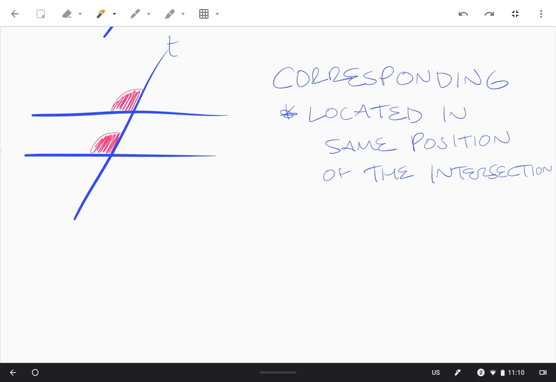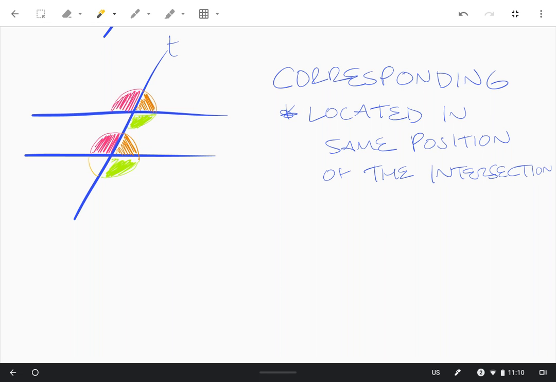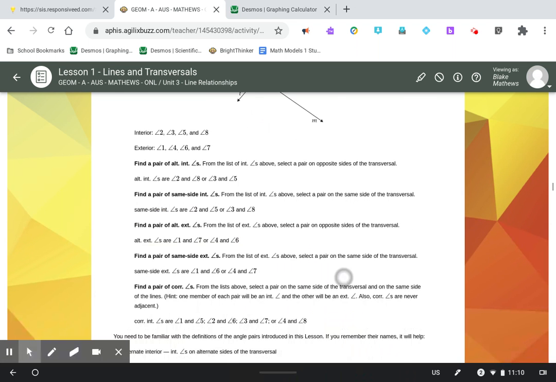So corresponding angles look like this. So there are 4 pairs. There's the pink pair that I've already drawn. There's this orange pair here, where you can see they are in the same position. We have a pair here. Those would be corresponding angles. And then lastly, we have a pair here. So you can see those 2 sets of angles have a match with each other, depending on where they are located around that intersection point. And that's the concept behind corresponding angles.